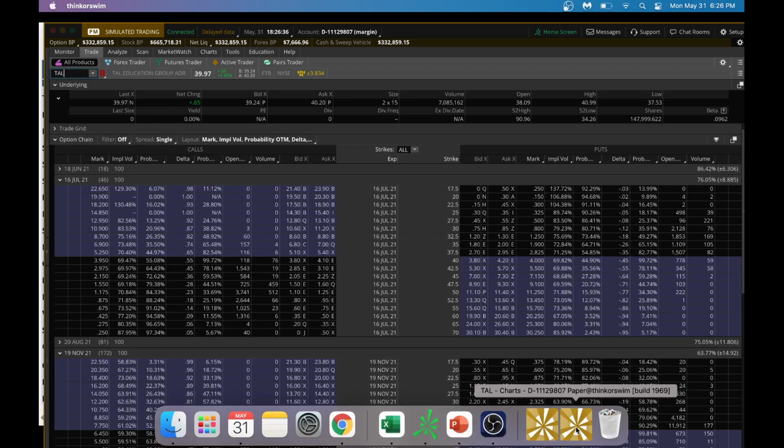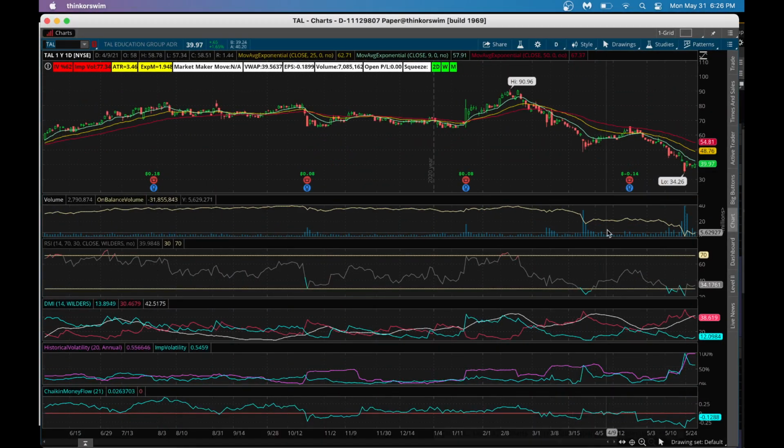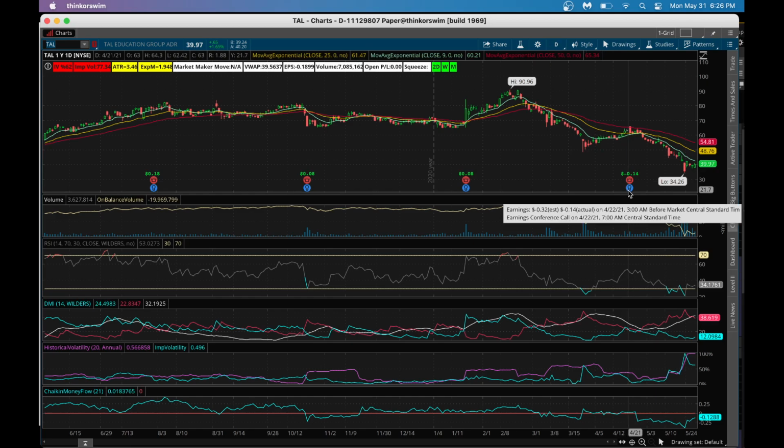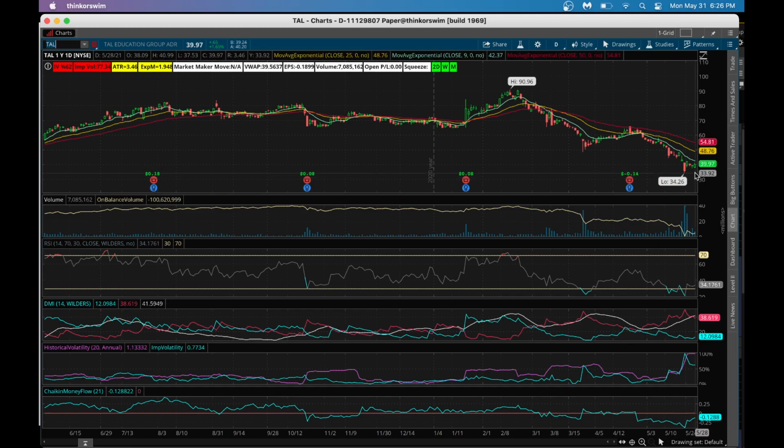For that, let's go to the Thinkorswim platform and go to TAL. If I go to the chart here, as you can see, the stock has gone down drastically. They had earnings back in 4/22. Now the stock is trying to go up slowly. On the balance volume, it is stabilizing, trying to go up a little bit. RSI went down drastically, and now it's kind of stabilizing. On DMI, there's a lot of gap between the blue line and the red line. That tells you right now it's in bearish territory.